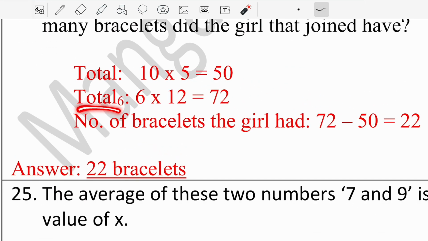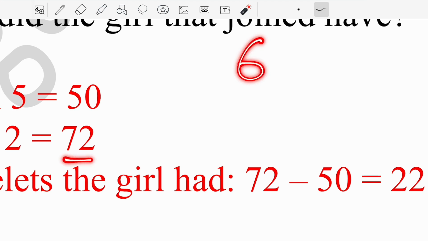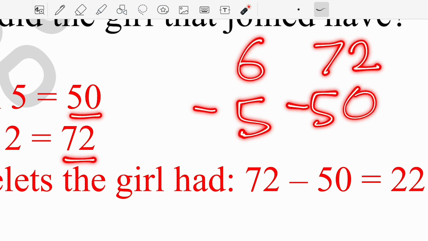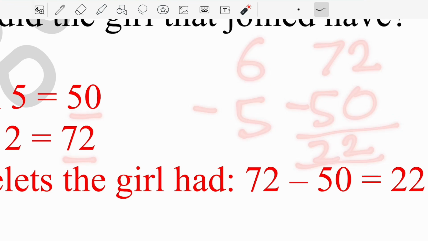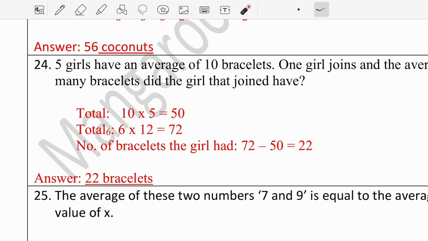So the total for the 6, 10 plus 2 is 12. The average for the 6 is 12. So the total will be 6 times 12 is 72. Right, so if we take the 6 numbers away from the 5 numbers, we will get the missing number. That's 72 minus 50, and we'll get 22. So the girl that joined, she came in with 10 bracelets.